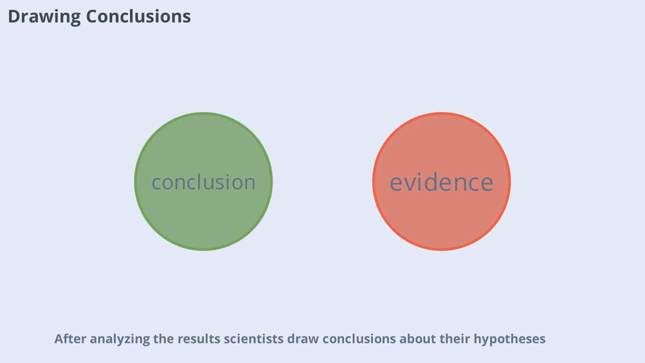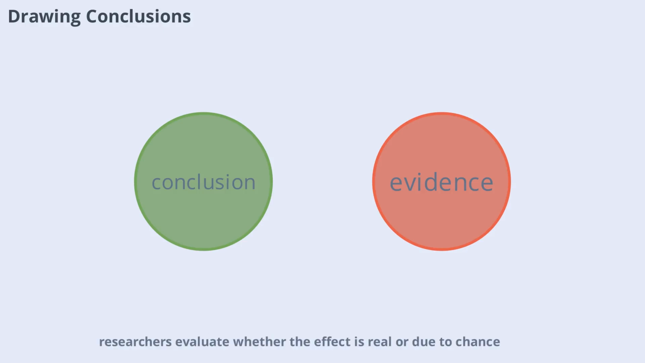After analyzing the results, scientists draw conclusions about their hypotheses. In life sciences, conclusions must be supported by evidence and consider alternative explanations. For example, if a drug reduces symptoms in a test group, researchers evaluate whether the effect is real or due to chance.